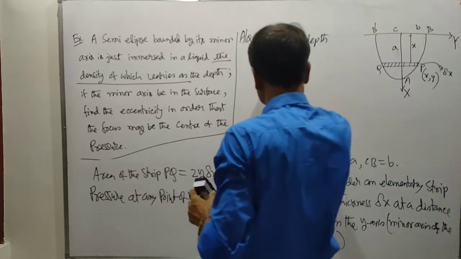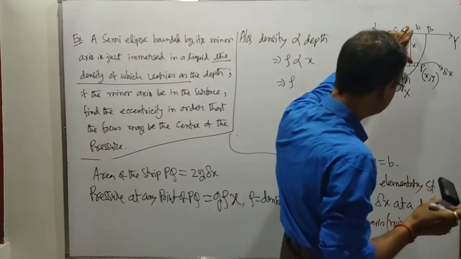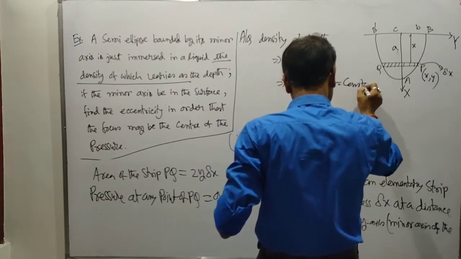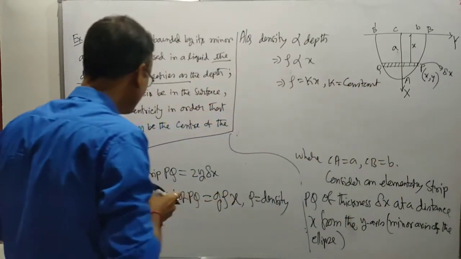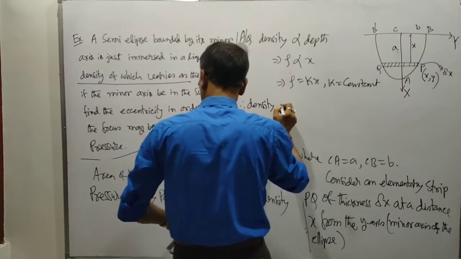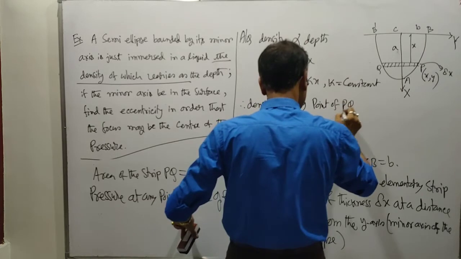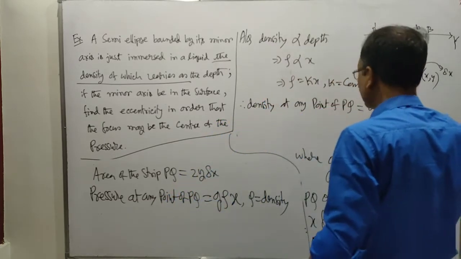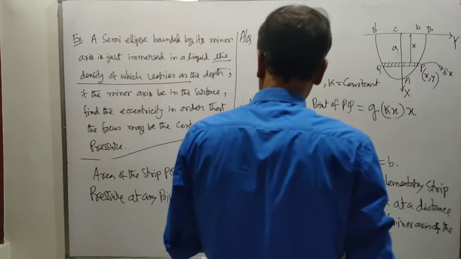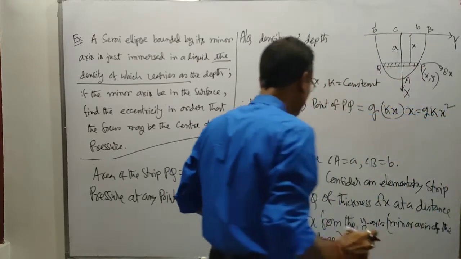Varies as the depth. This means rho is proportional to x, where x is the depth. Rho equal to kx, k equal to constant. Therefore, density at any point of PQ is kx. Pressure at any point of PQ is equal to g rho into another x. This is equal to g k x square.